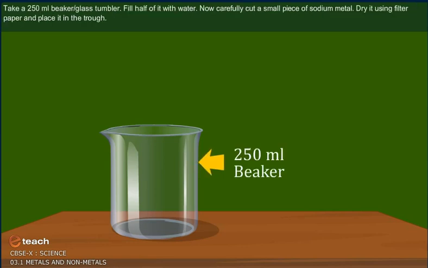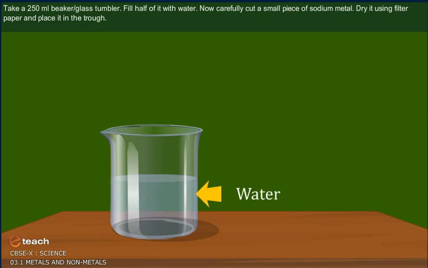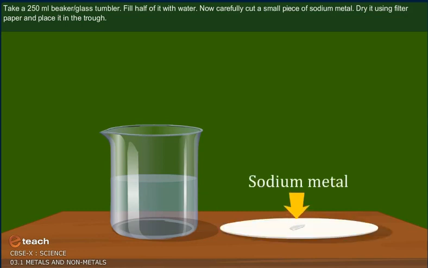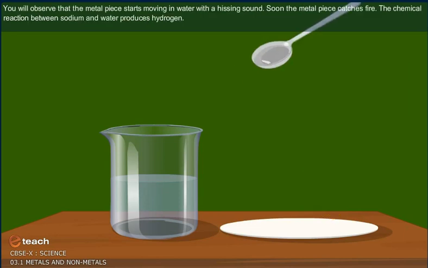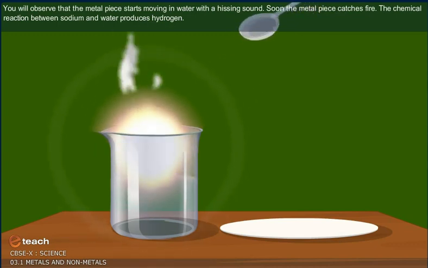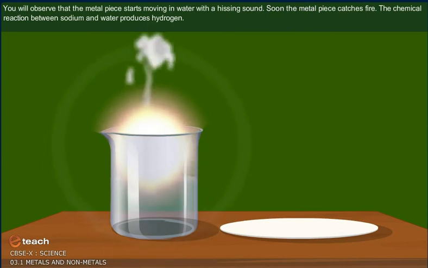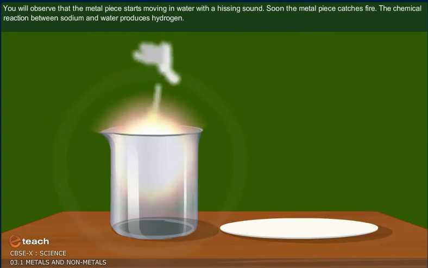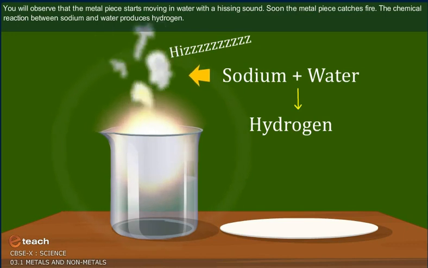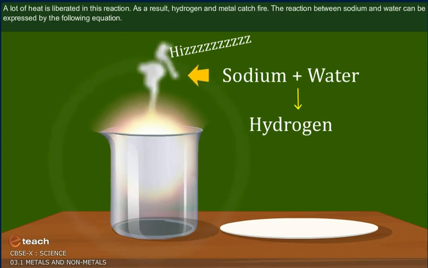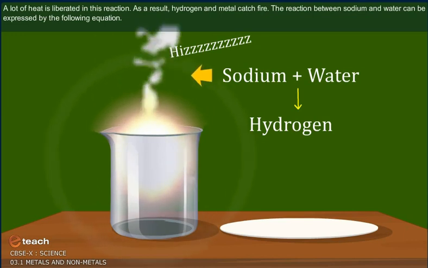Take a 250 ml beaker or glass tumbler and fill half of it with water. Now carefully cut a small piece of sodium metal. Dry it using filter paper and place it in the trough. You will observe that the metal starts moving in water with a hissing sound. Soon the metal piece catches fire. The chemical reaction between sodium and water produces hydrogen. A lot of heat is liberated in this reaction. As a result, hydrogen and the metal catch fire.